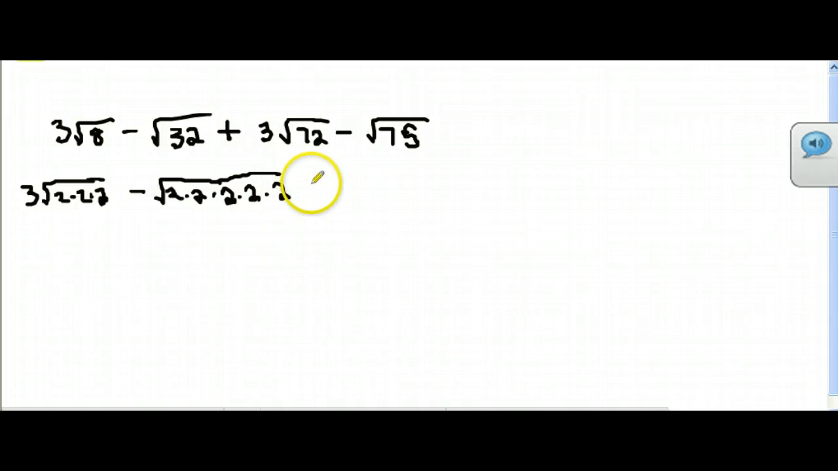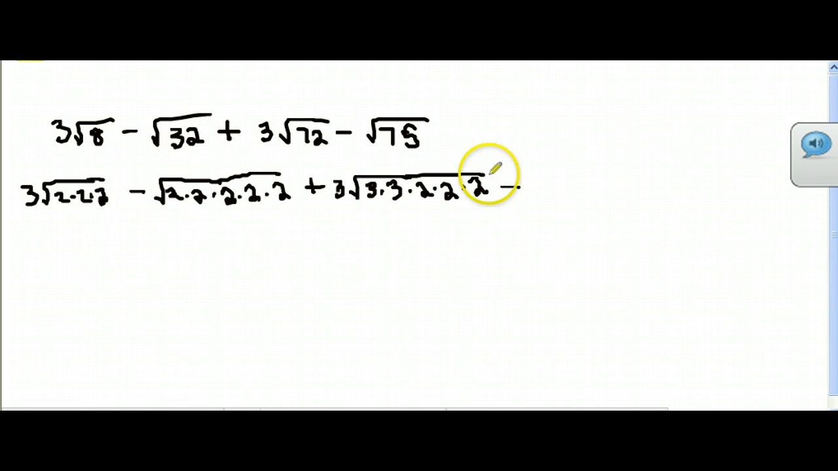And what about 72? What two numbers give you 72? 9 and 8. 9 you can break up how? Two 3s, and 8 has three 2s in it. And 75 is what? 5 times 15. And then how do you break up 15? 5 and 3. So it's really 5 times 5 times 3. So even though it's a big number, it still only breaks up into three pieces.